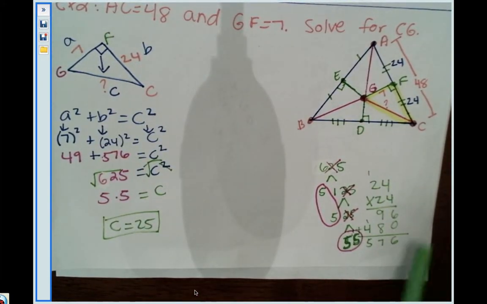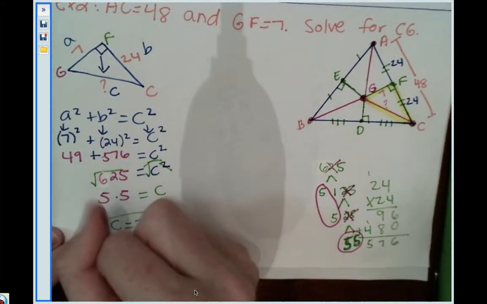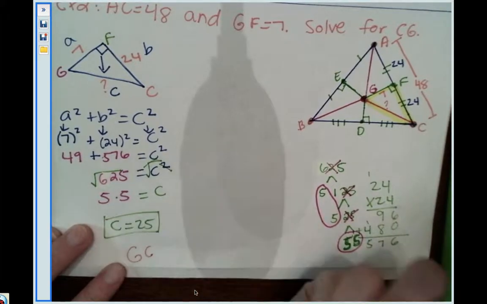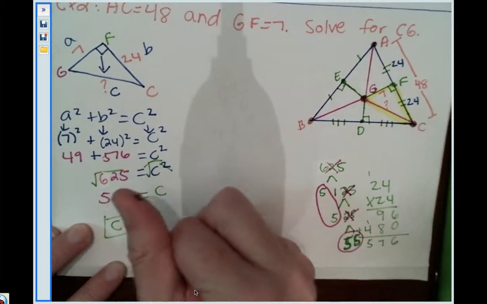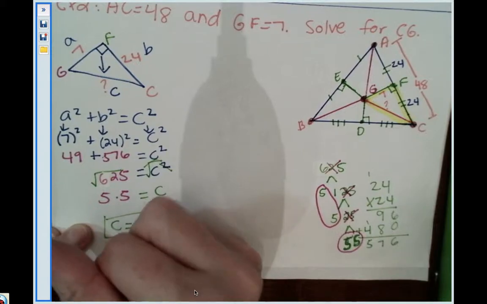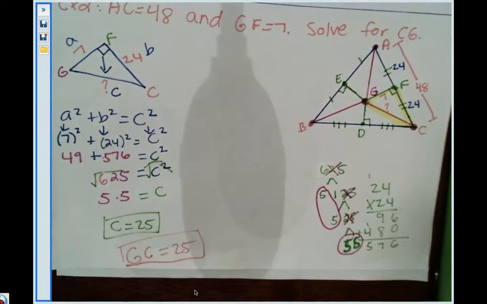So guess what, you guys? CG is also 25. Or GC, however you want to write it. GC or CG is 25 units.